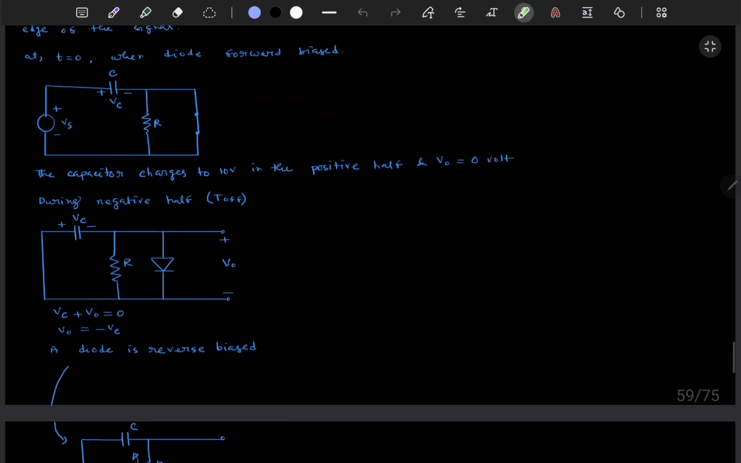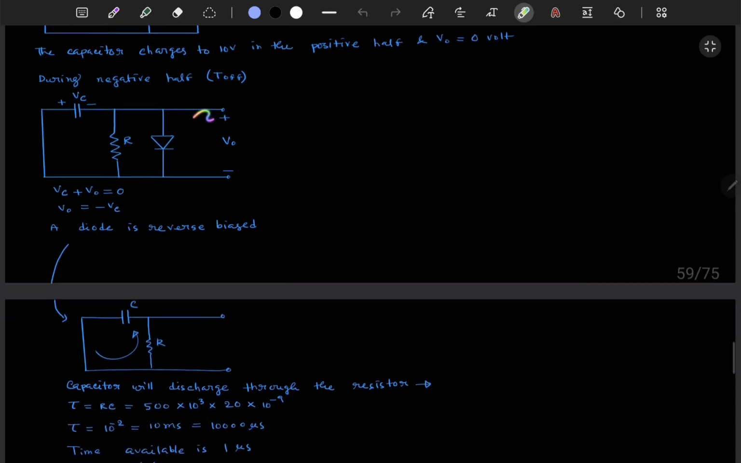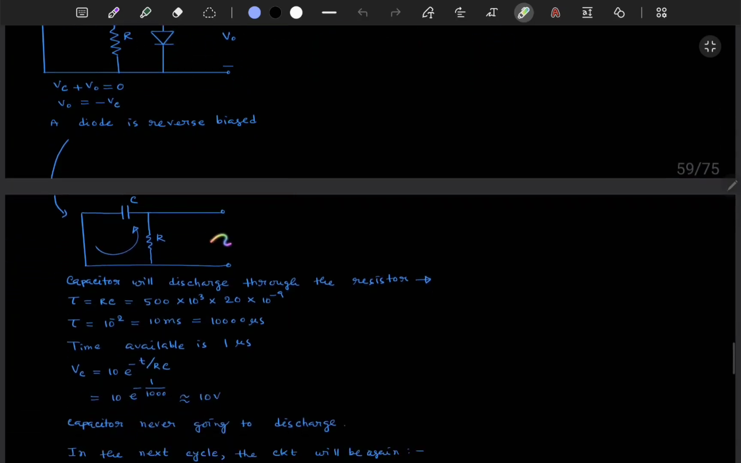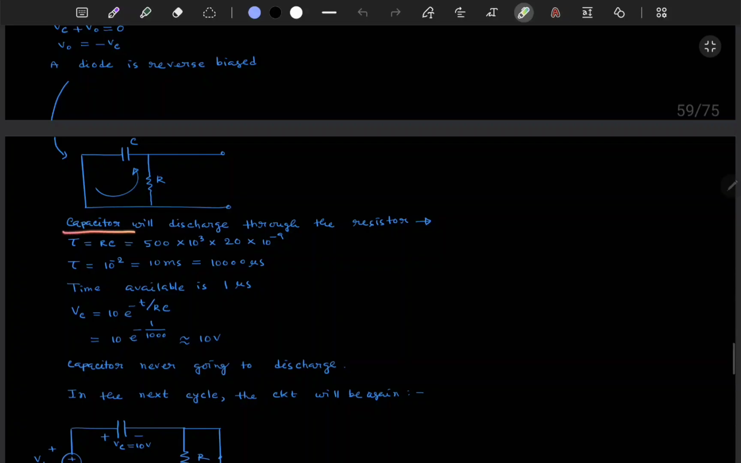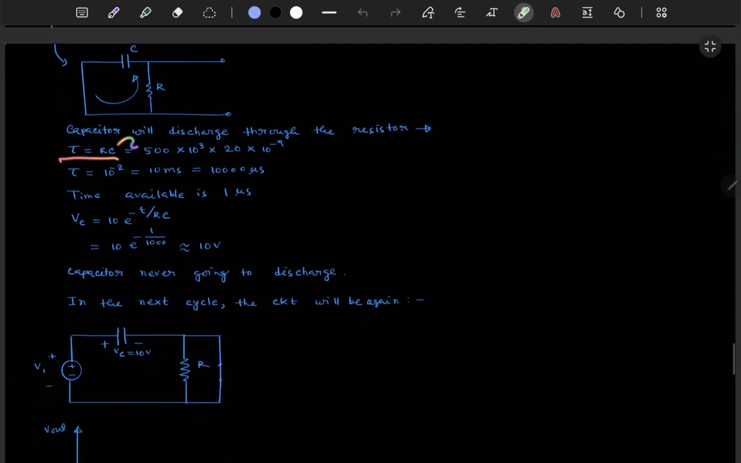By KVL, plus VC plus VO equal to 0, so VO will be minus VC. That means the diode is reverse biased, so it is open circuited. Now the capacitor will discharge through the resistor. The time constant is R into C. R is given and C is given, so the time constant comes to 10 millisecond, that means 10,000 microsecond.